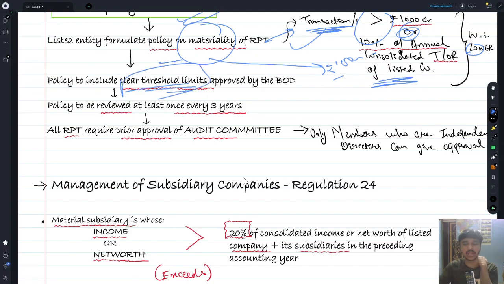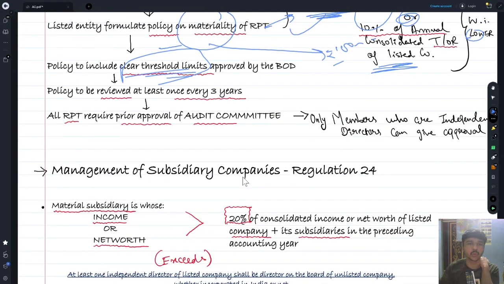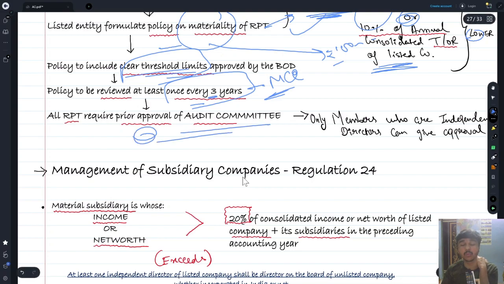Then the policy relating to the related party transaction should be reviewed at least once in every 3 years. Okay, for MCQ very important, at least once in every 3 years. And all the related party transactions should require prior approval of whom? Audit committee. Guys, done? Okay, and remember, in audit committee also only members who are independent can give approval. So those members who are not independent directors cannot give approval even if they form part of audit committee.